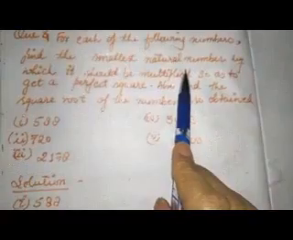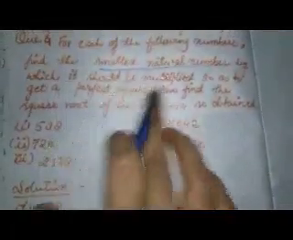Let's start the exercise 3.3. Question number 4. Here is the question is, for each of the following number, find the smallest natural number. What we need to find? The smallest natural number by which it should be multiplied so as to get the perfect square. Also find the square root of the number obtained.